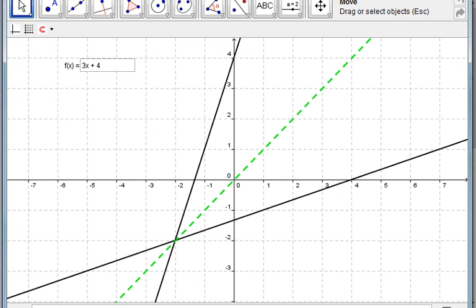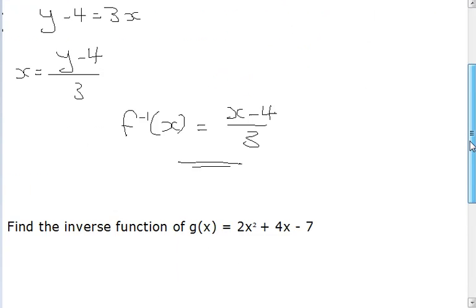And if I look at the graph, then I've got my original function here, f of x equals 3x plus 4. And if I reflect that in the line y equals x, then I get my inverse function, x minus 4 all divided by 3. Let's look at a second example.